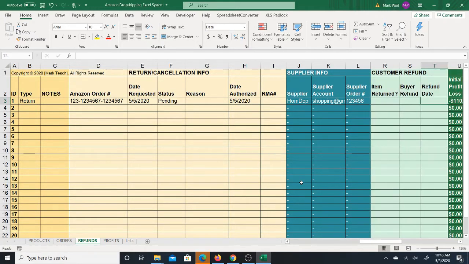But now we need to look at the customer side of this, right? Is the item returned? Okay, did they even return the item? This is a yes or no question.